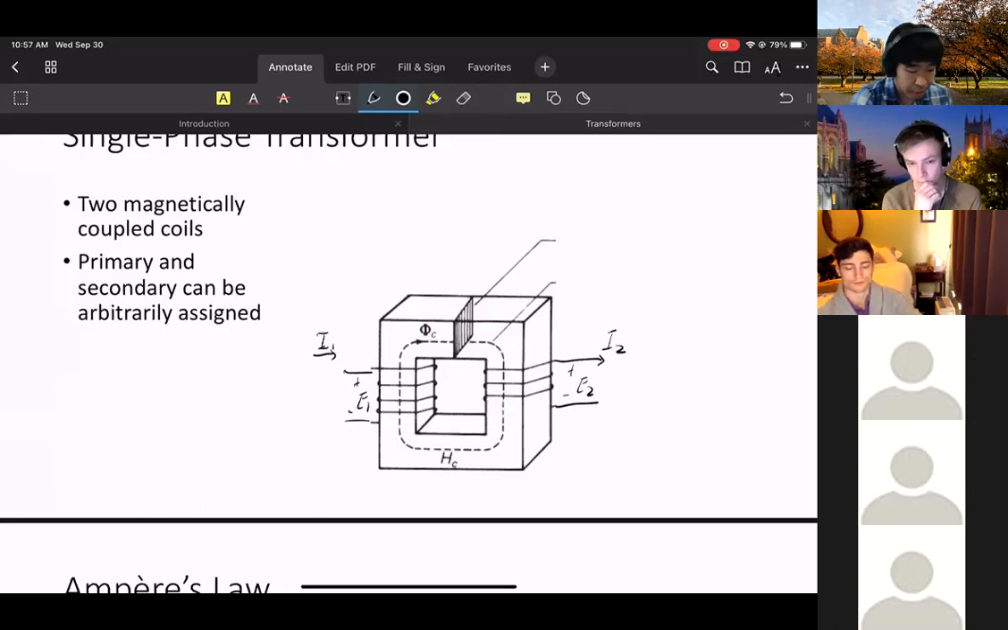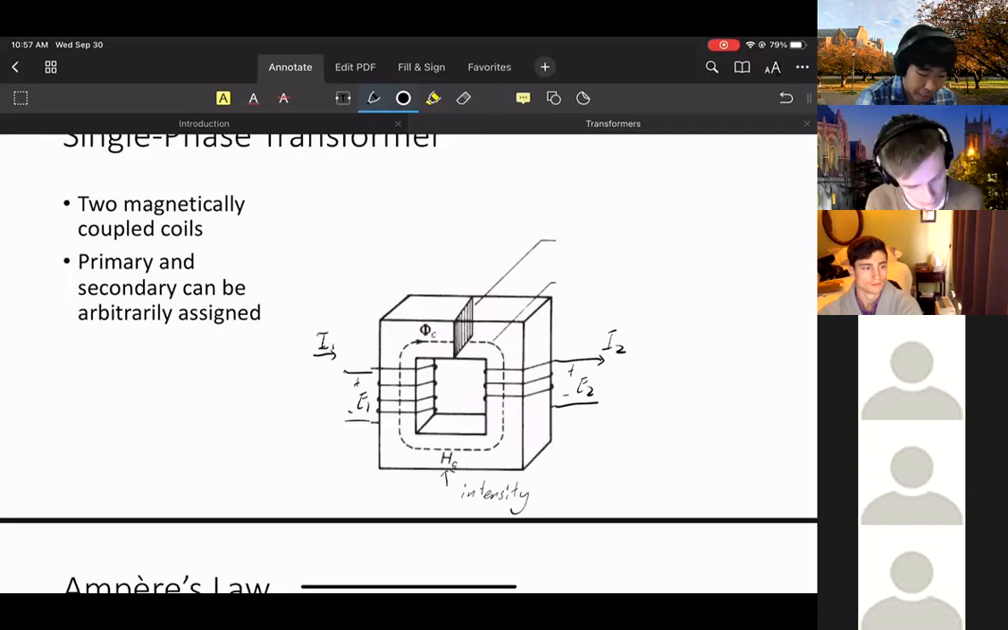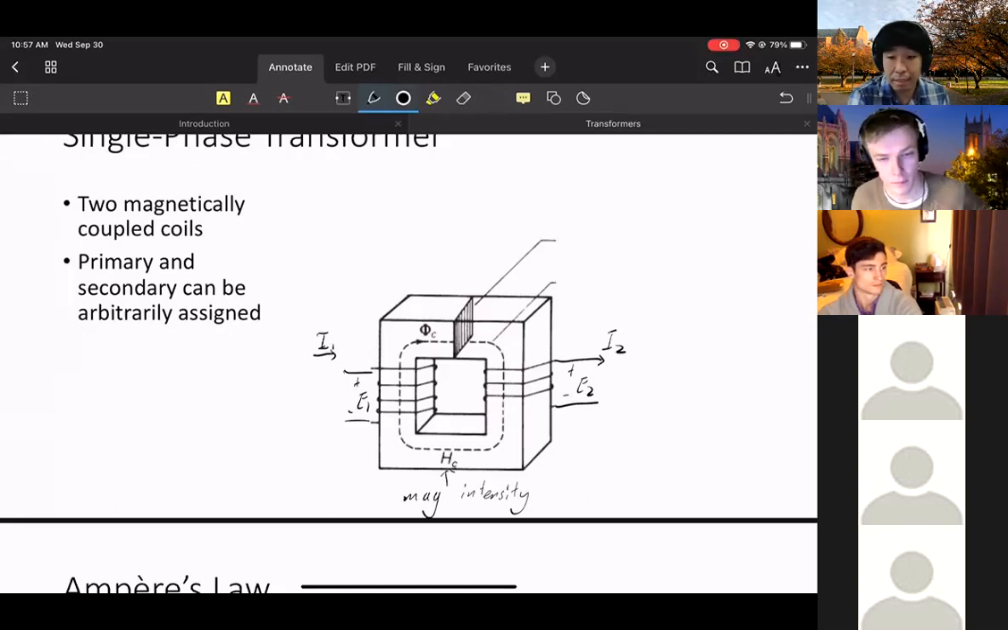And I have a field flowing. So this H is the magnetic intensity field. I set that up, and I have some flow. Okay, and how much this flow is controlled by three parameters. In 351, we did not go into a lot of detail about transformers. Here we'll try to get a little bit more into detail, to understand why it works.